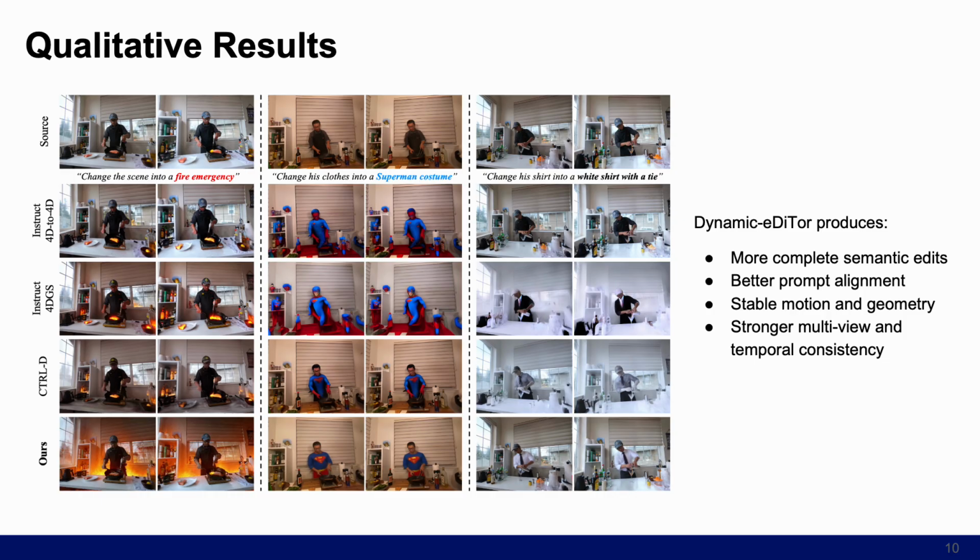This slide compares Dynamic-eDiTor with previous 4D editing methods. Existing methods often fail to complete the requested edit or introduce artifacts such as blur, motion distortion, and inconsistent appearance. In contrast, our method produces more complete semantic edits while preserving stable motion and geometry. The results show that Dynamic-eDiTor better handles non-rigid dynamic content and maintains consistency across both views and time.